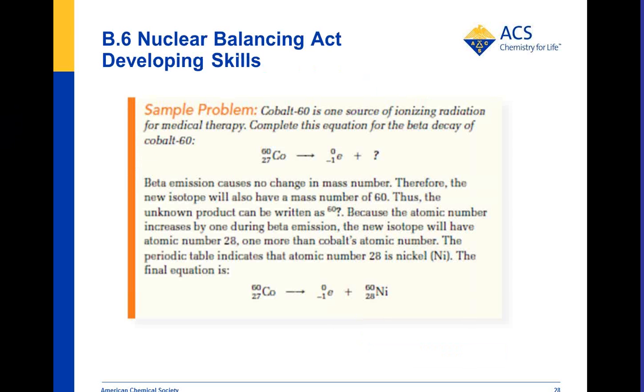So in B6, after they've talked about the different types of radiation, here they're going to actually balance nuclear equations. Actually, they're not really balancing them. They're figuring out the missing part, and they do that by balancing. This, like all the developing skills, has an excellent example of exactly what the kids are going to be doing in the actual activity. This is relatively simple. It makes a great homework assignment. Kids usually don't have any trouble with this.